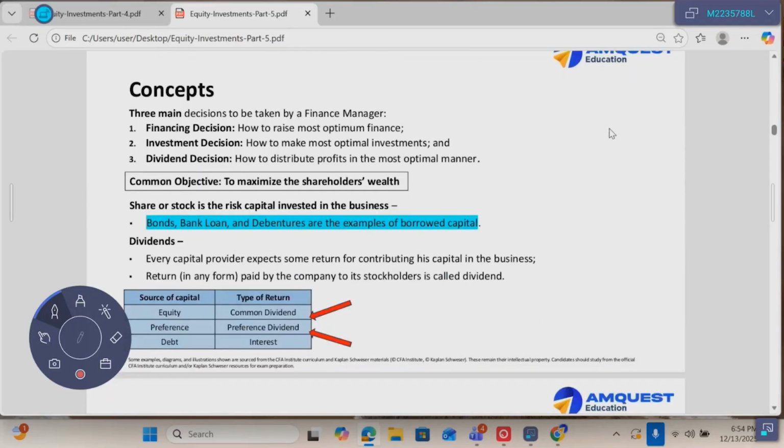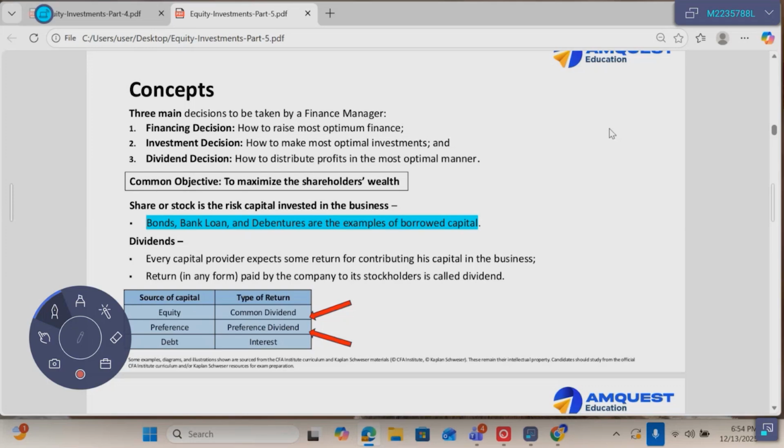So as a finance manager, you have to take 3 decisions. Financing decision. How to raise money at a cheaper cost, at a low cost. Because if you're raising money in the form of debt, you will have to pay interest. If you're raising money in the form of equity, your shareholders will want certain return. और ये सारा पैसा raise करने के लिए you will take the help of an investment bank. They are going to charge you some flotation cost as well. So how to raise the optimum finance?